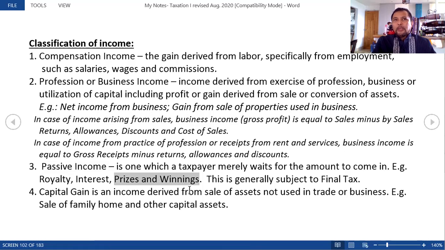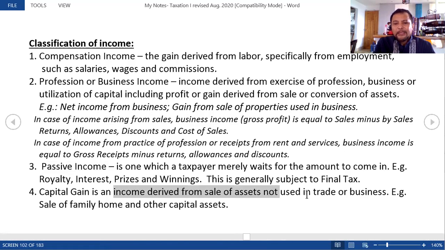So if you win the jackpot prize of 500 million, it will be subjected to 20%, and 20% of 500 million is 100 million. That's a big money, a lot of money. And we have capital gains. What is a capital gain? This is an income derived from the sale of assets not used in trade or business.